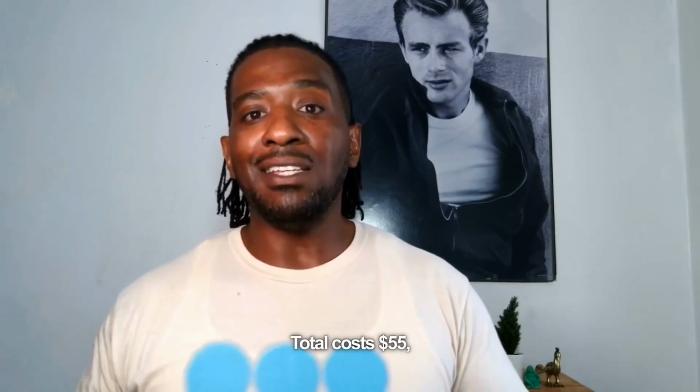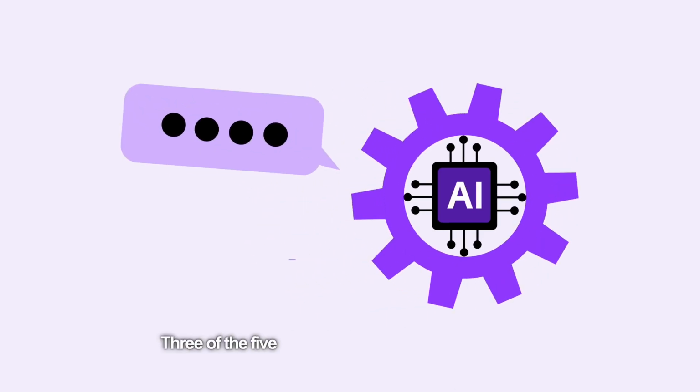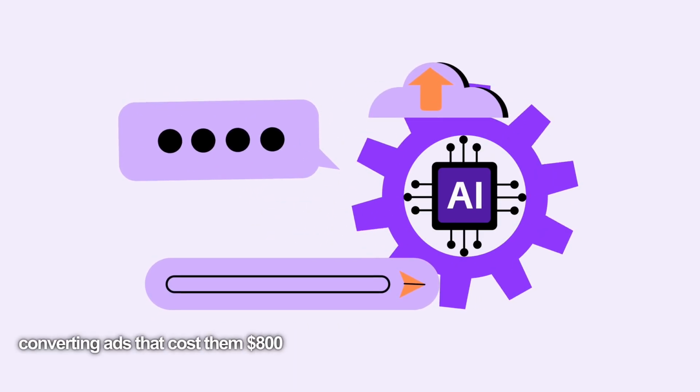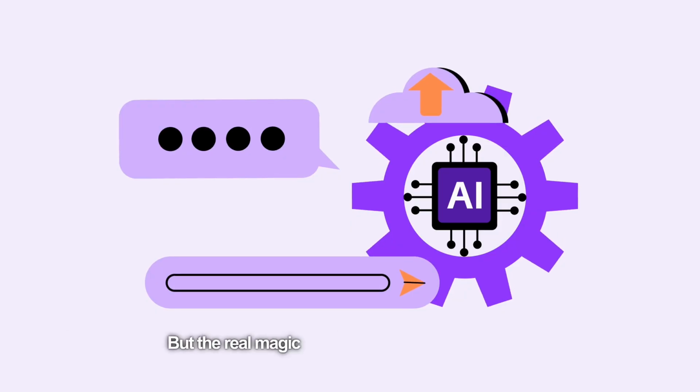I created 5 different video ads for a client supplement brand. Different actors, different emotional angles, different hooks. Total cost, $55. Total time, 15 minutes. And the results? 3 of the 5 ads outperformed their previous best converting ads that cost them $800 to produce. But the real magic happens when you understand who this tool is built for.